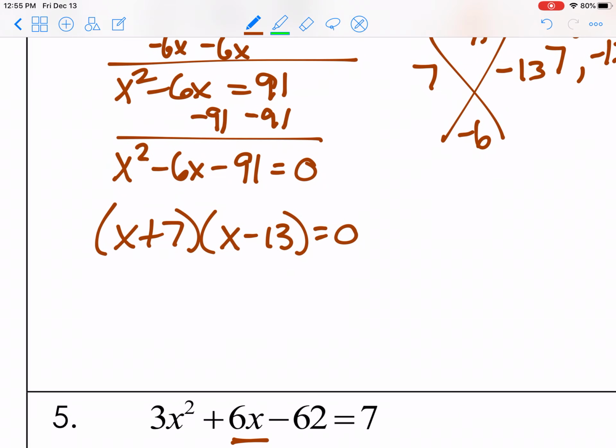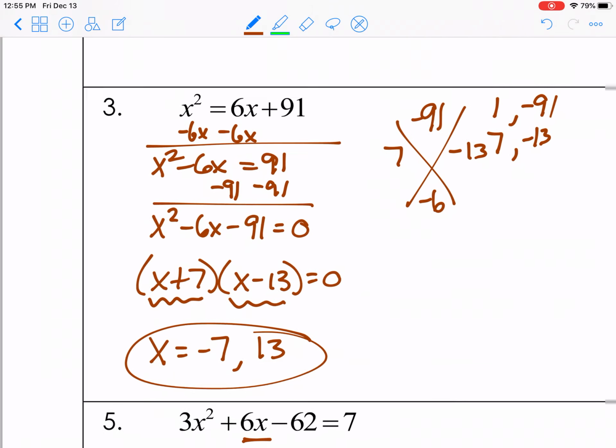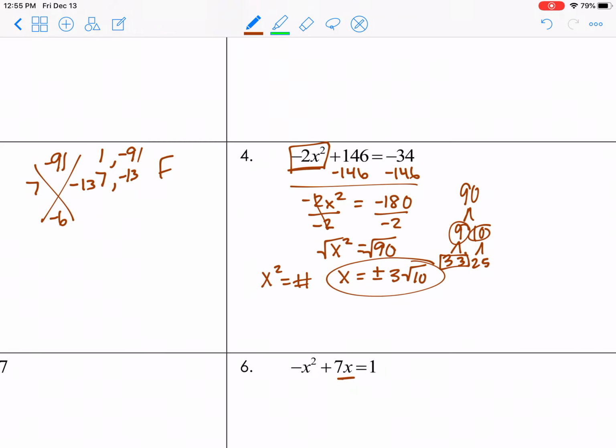Now when I solve, I'm looking for what value of x will make that factor equal 0. So what plus 7 equals 0? It's negative 7. What value minus 13 equals 0? That's 13. We have these two answers. When you take the test, it might not be a bad idea to plug these in and make sure that they really work. That way you can check your work and see if you've solved correctly. Okay, that one was a factoring. Yay! 4 has been done.